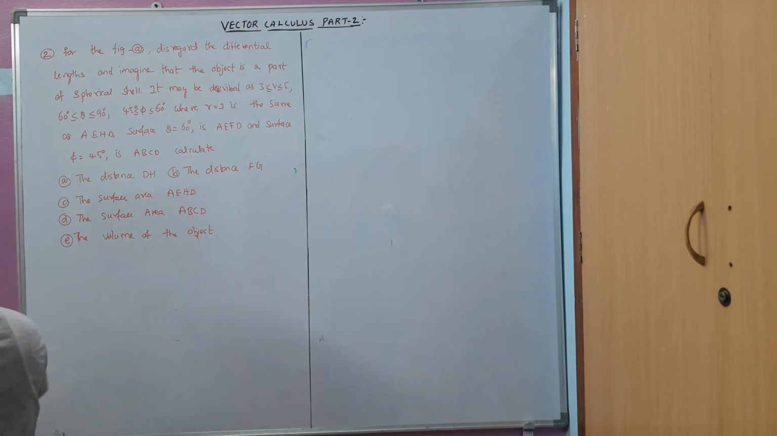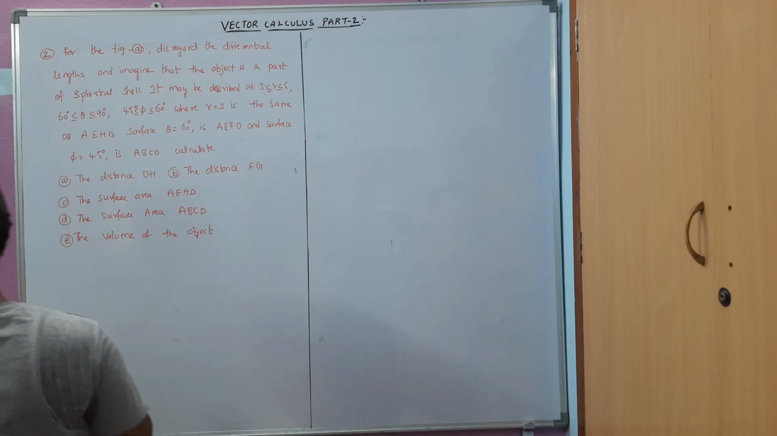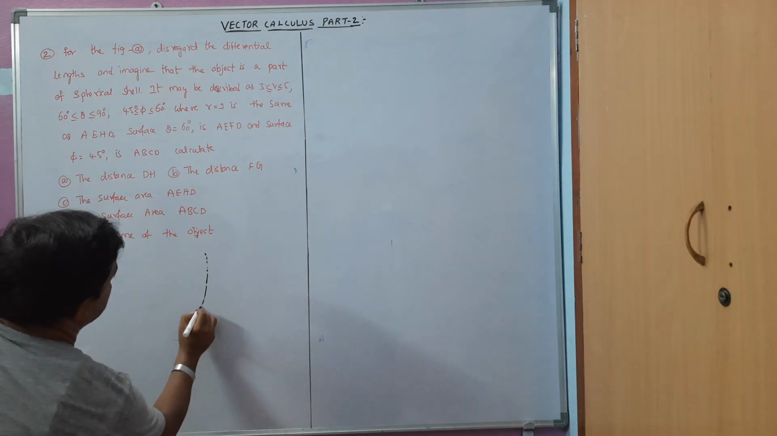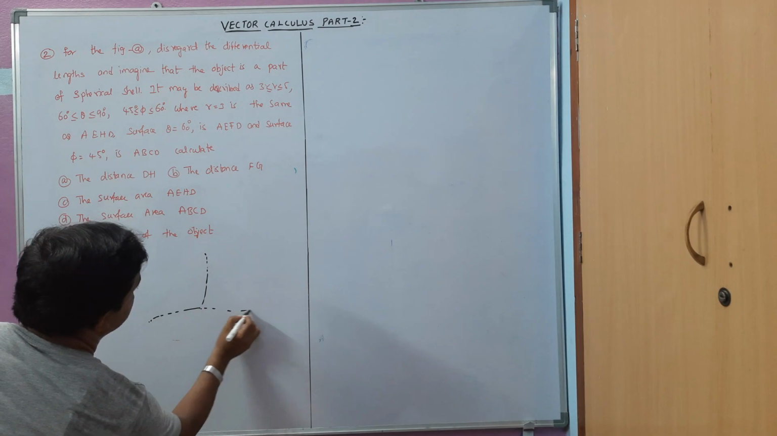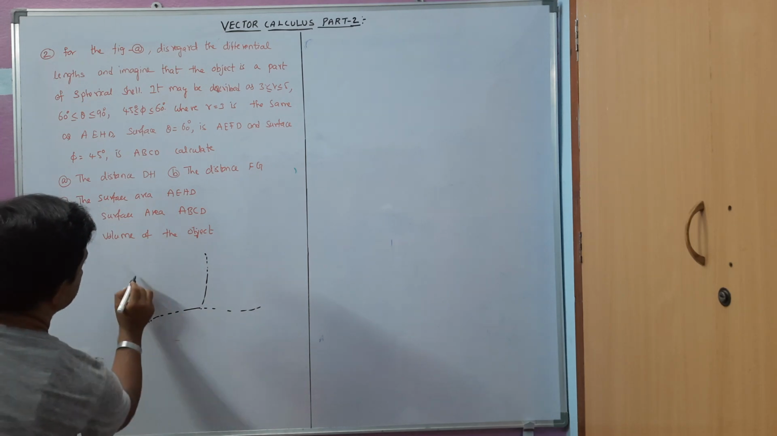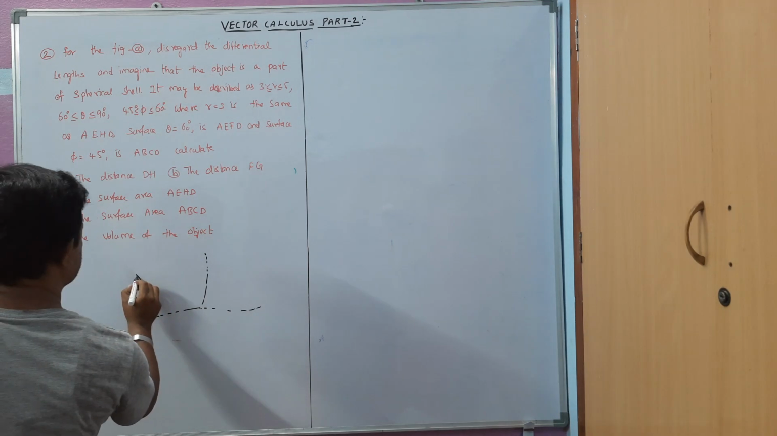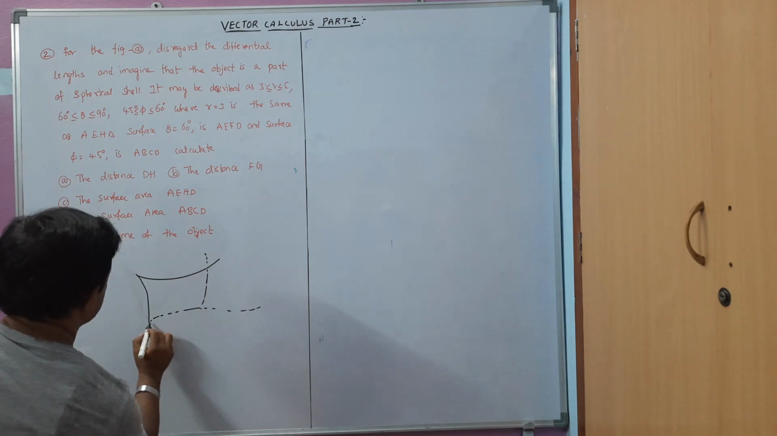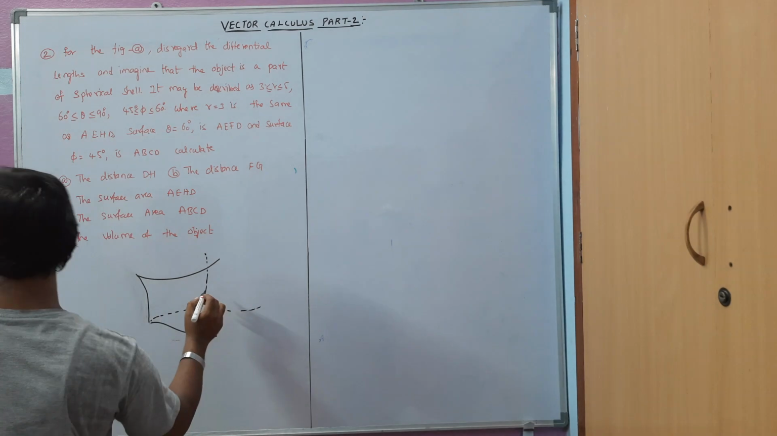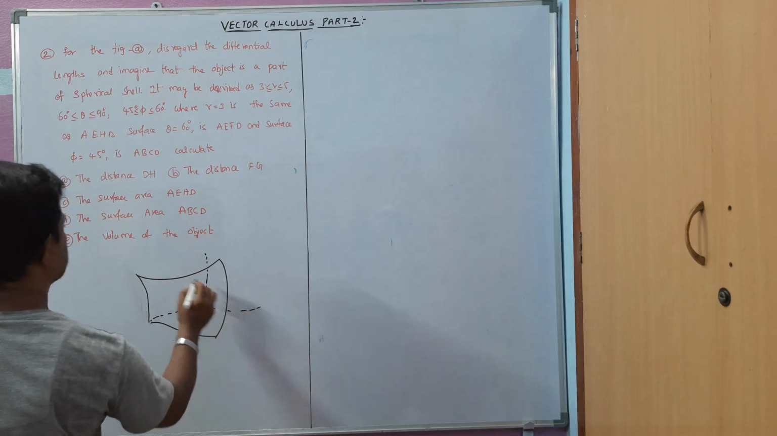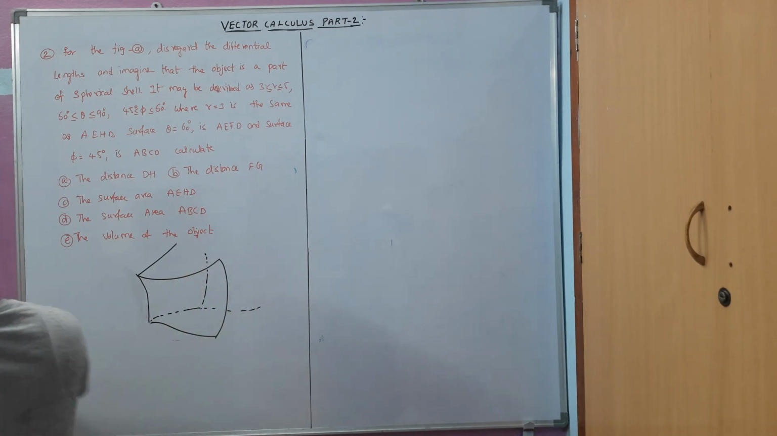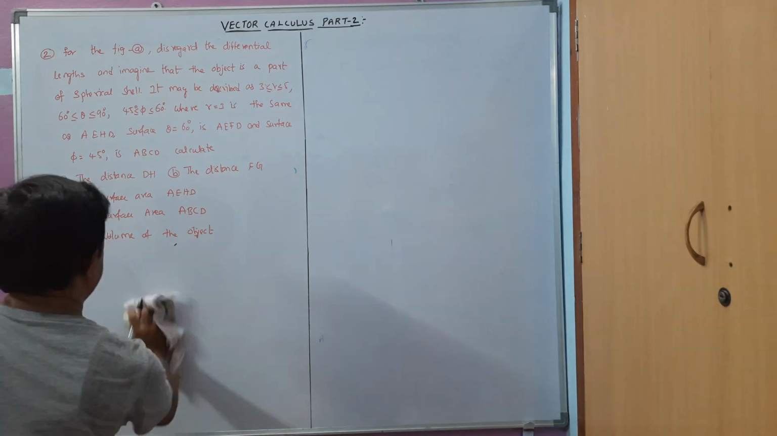So now let us draw the diagram here first. After that, we will do the problem. The diagram is looking like this. The diagram is not clear here.